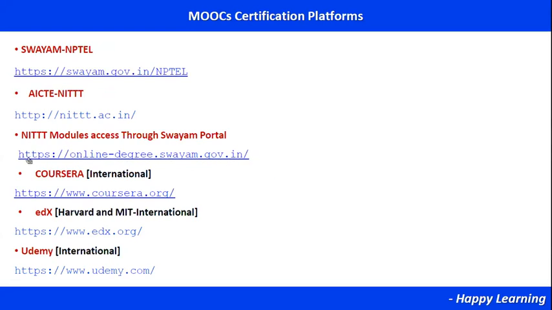online-degree.swayam.gov.in. Then among other international platforms, Coursera is there. Everyone is aware of this, coursera.org. Then Harvard and MIT MOOC courses on edX, the URL is edx.org. Then Udemy is also there. These are some of the MOOC platforms, at national level as well as international level.